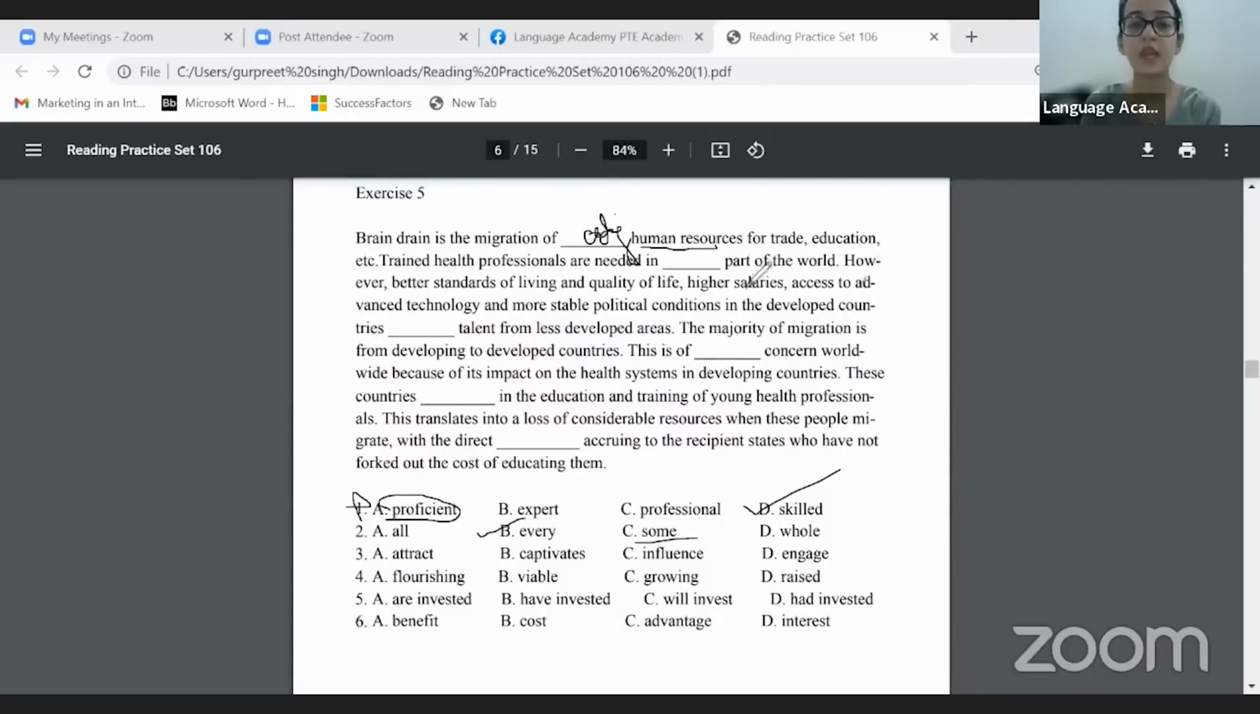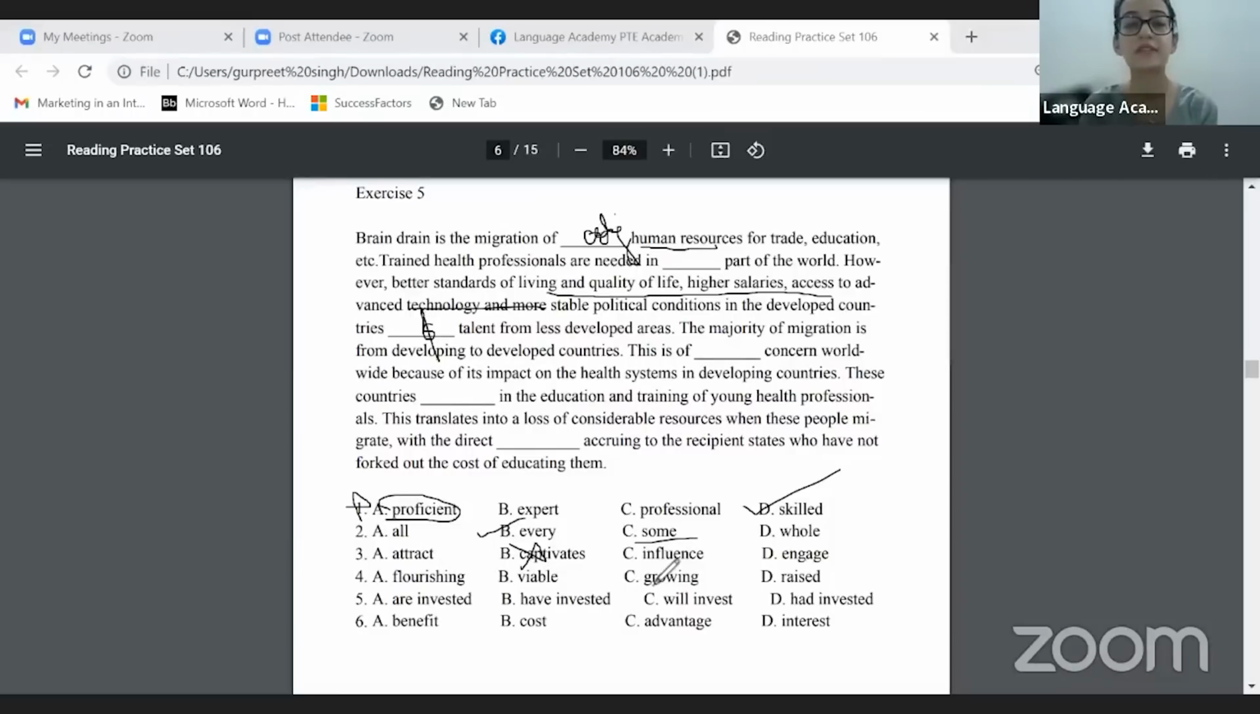However, better standards of living and quality of life, higher salaries, access to advanced technology, and more stable political conditions in the developed countries dash talent from less developed areas. So all these factors, 1, 2, 3, 4, 5 factors. That means our noun is plural, so we need a verb without S. No S with the verb should be there. All these factors dash talent from less developed areas. So anything which is with S should be eliminated. So these factors attract talent. Yes, we do get attracted towards developed countries.